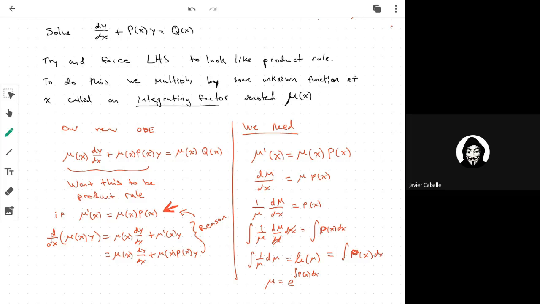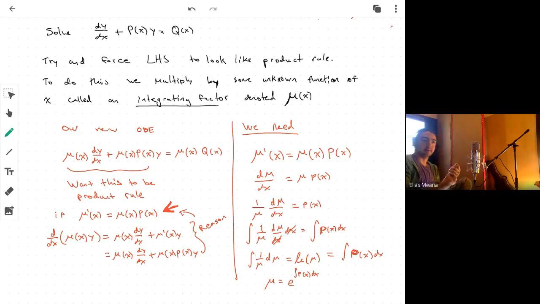Yes, at the bottom right corner where it says mu equals, it's mu of x, right? It's just you don't want to carry. Yeah, exactly. It's mu of x.